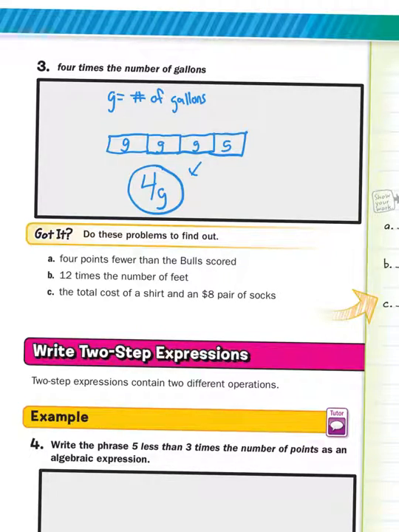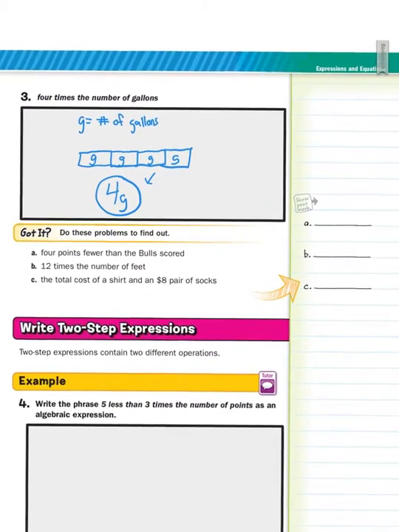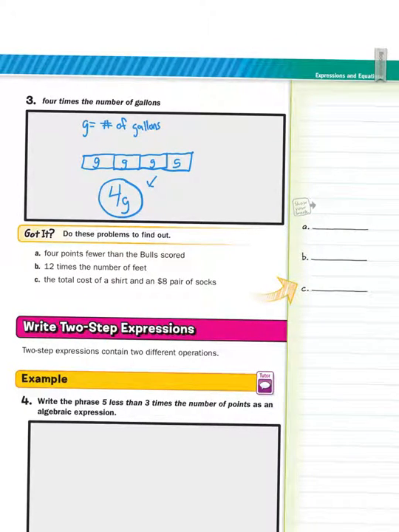Now, for each one, you're going to define a variable, then we're going to draw a bar diagram, and then we're going to write our expression. So let's do A together, then we'll have you try B and C. So A says 4 points fewer than the Bulls scored. The first thing I want you to think of is, what don't we know? We're going to define our variable. Okay, so if you thought about it, we don't know what the Bulls scored. So why don't we use B for what the Bulls scored? So I'm going to write that in my workspace over here. So B is what the Bulls scored.